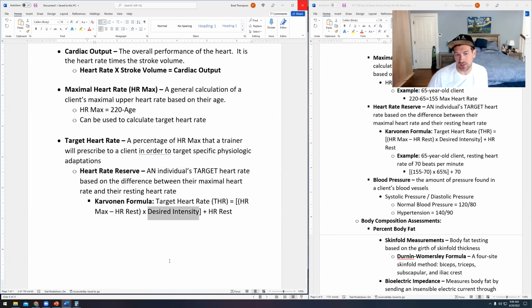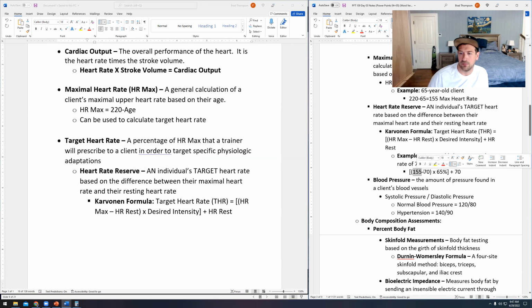Now, you don't have to do all this math. We got the formula here if you ever do want to do the math, right? Here's a 65-year-old client with a resting heart rate of 70 beats per minute, right? So 155, because that's 220 minus 65, minus 70 beats per minute, times, in this case, 65% instead of 80%. And then we add the 70 back on at the end. Because we took it out, we have to put it back in after we're done.